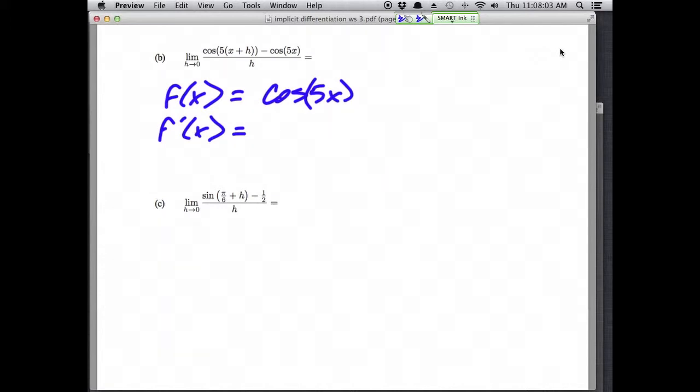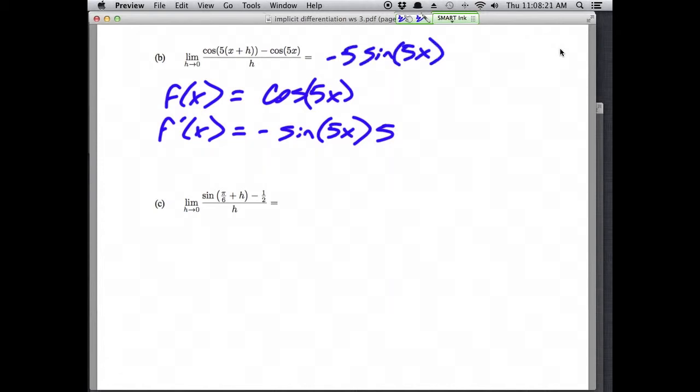The derivative of cosine is negative sine. What happens to the inside? It stays the same, and then I need the derivative of the inside. So what this problem is looking for is negative 5 sine of 5x. That's what it's looking for.